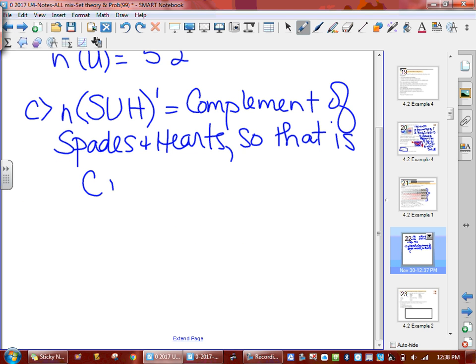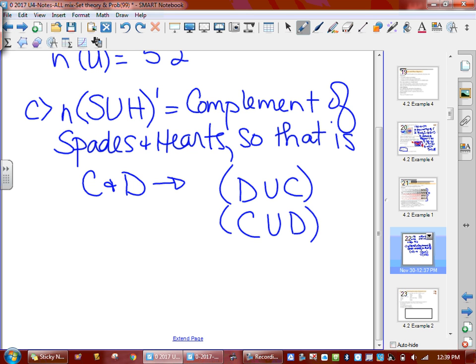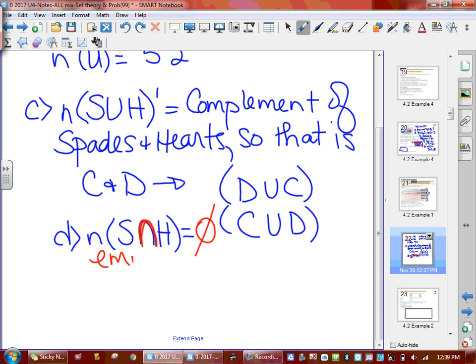Letter D says we want the number of S and H. Well, we've got the and symbol. The and symbol means there's an overlap. Well, do spades and hearts have an overlap? No, there's no overlap. So this will be an empty set, meaning it doesn't exist. Letter E asks if they are disjoint. Yes, they are disjoint. Disjoint is yes, because they have nothing in common.